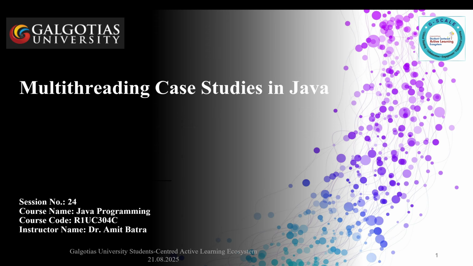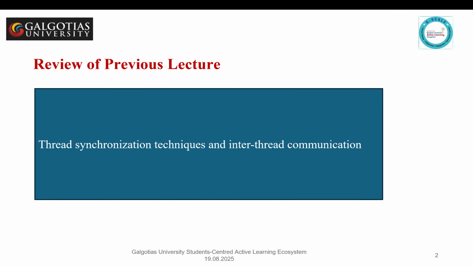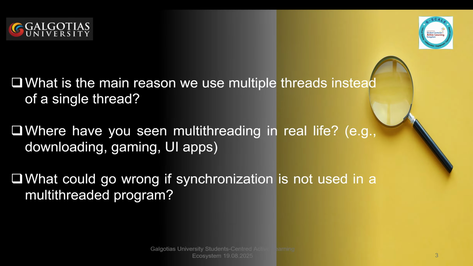In today's lecture, we will discuss multi-threading case studies in Java. Through real-world examples, we will understand how multi-threading concepts are applied in practical scenarios. In the previous lecture, we studied thread synchronization techniques and inter-thread communication. We learned how synchronization prevents race conditions and how threads communicate using wait, notify, and notifyAll methods.